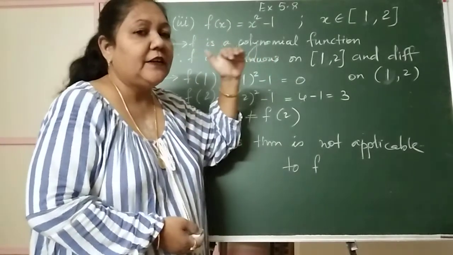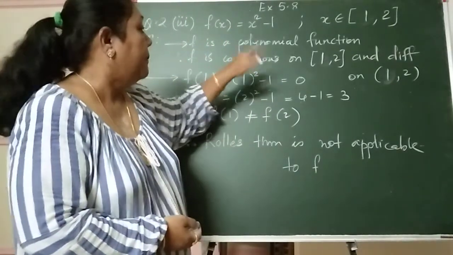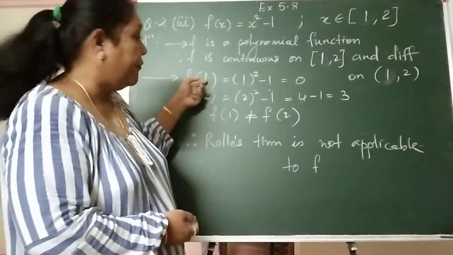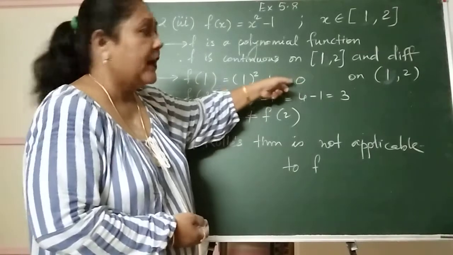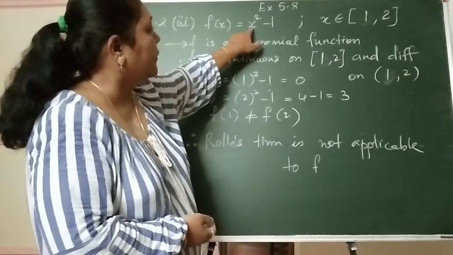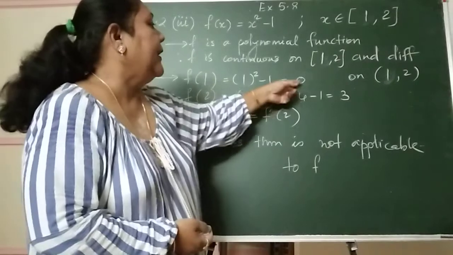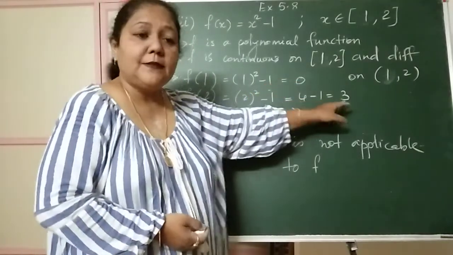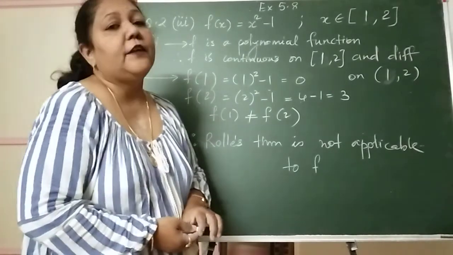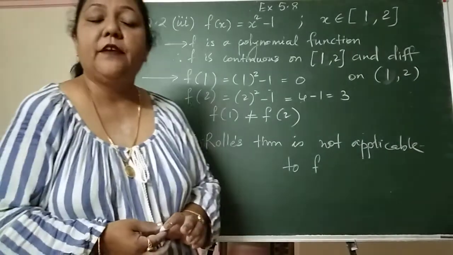Earlier, in the first and the second case, it was not continuous and differentiable. But here it is continuous and differentiable. But when I find f of 1, it is coming 0. And when I find f of 2, that is instead of x, I put 2 over here. So this becomes 2 square minus 1. That is 4 minus 1, which is 3. That is, one answer is 0, another answer is 3. That means f of 1 is not equal to f of 2. And therefore, Rolle's theorem cannot be applicable to the given f.